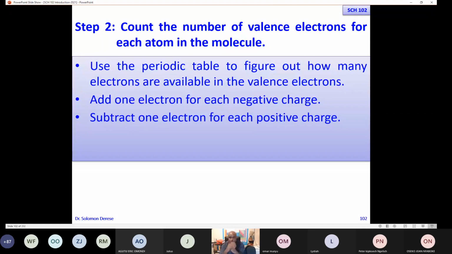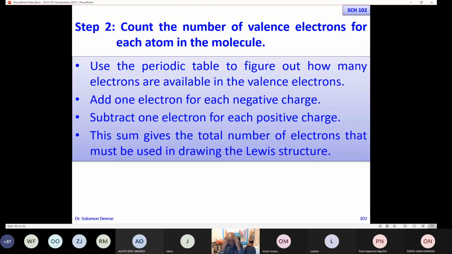If it is +2, it's -2. If it is +3, -3, etc. Then after that, the total sum of this will give you the total number of electrons that must be used in drawing the Lewis structure.